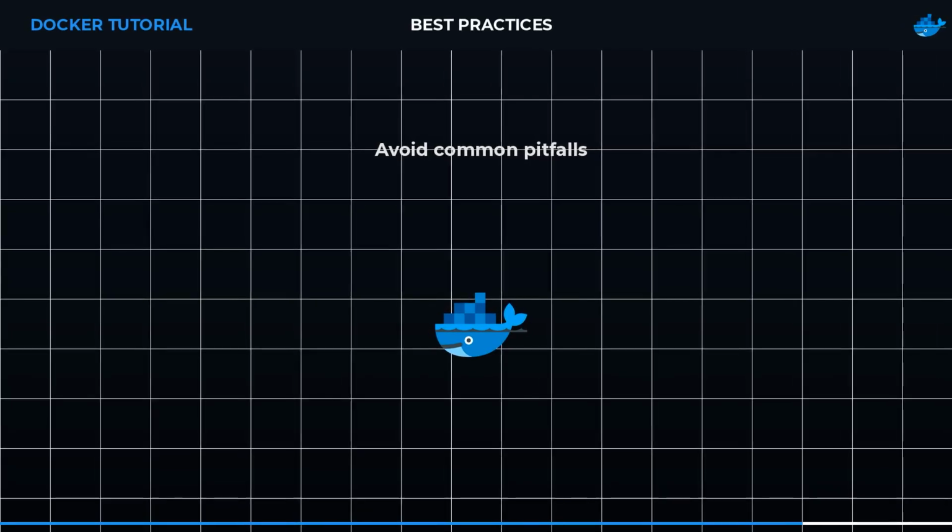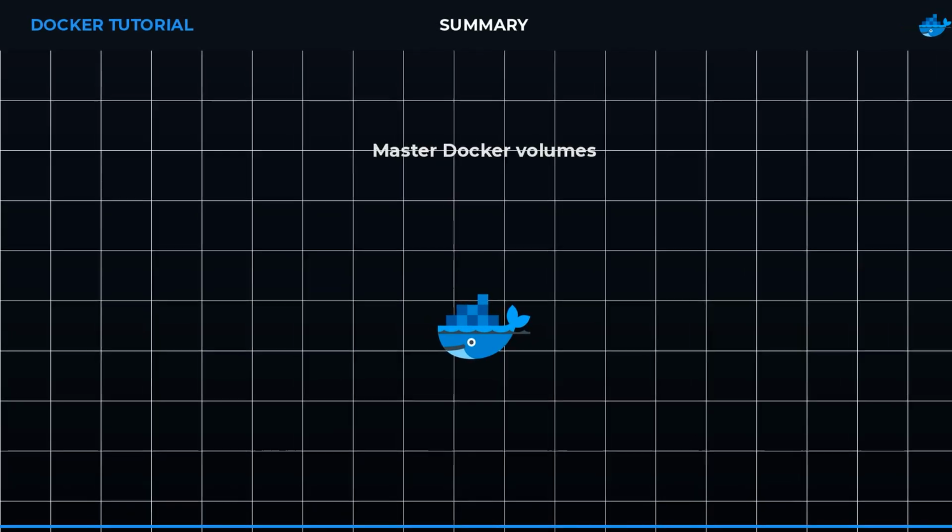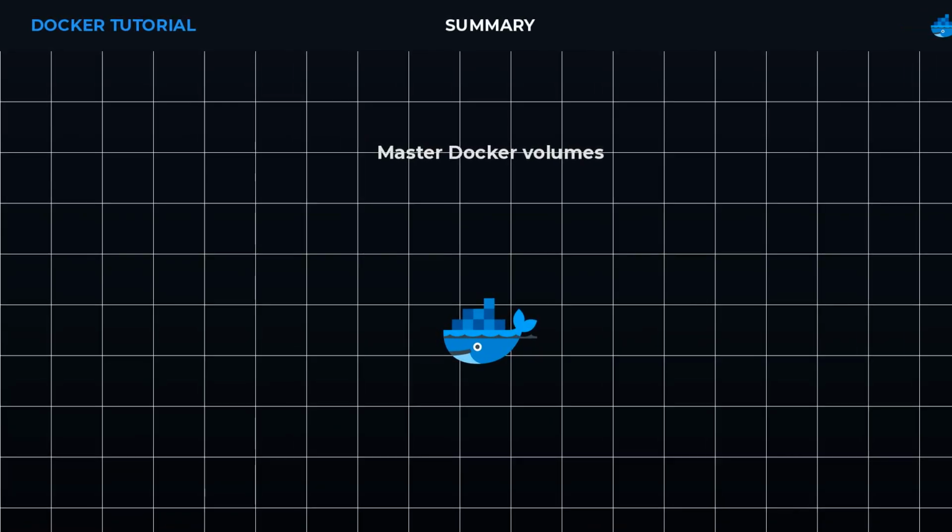When using Docker volumes, make sure to use a consistent naming convention and avoid using volumes for sensitive data. Also, be aware of the volume's driver and scope. That's it. You now know how to use Docker volumes effectively. Remember to follow best practices and avoid common pitfalls.